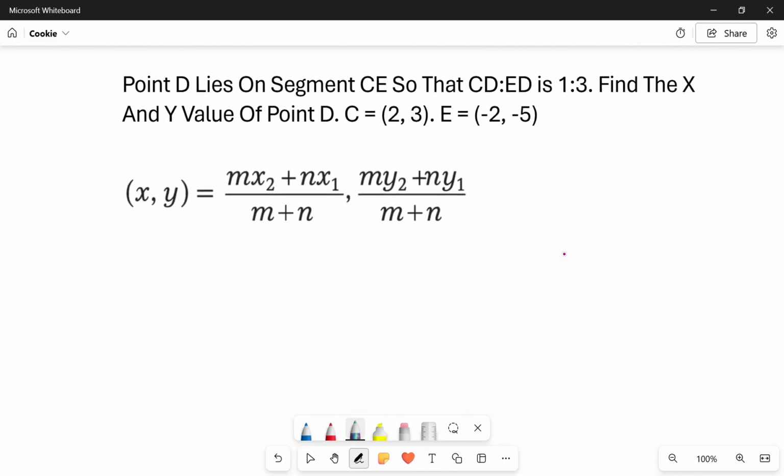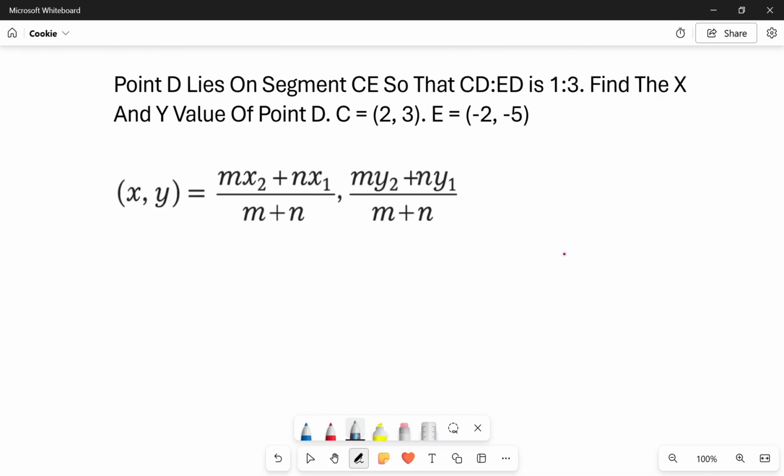Let's move on to the next and final example. This example isn't graphed. Point D lies in segment CE, so the CD to ED is 1 to 3. Find the x and y value of point D. So we know that C is 2, 3, and E is -2, -5. Now this formula is called the section formula. We can use this to find point D.